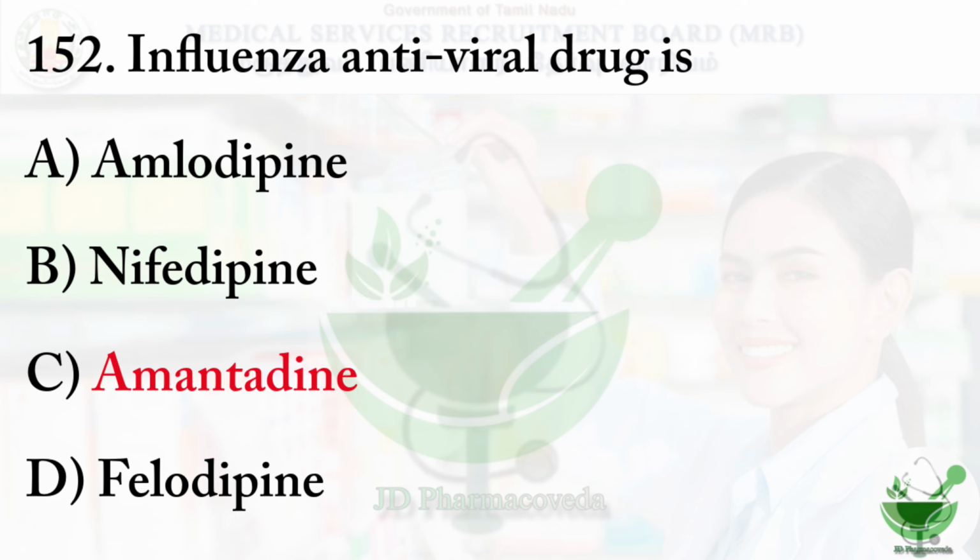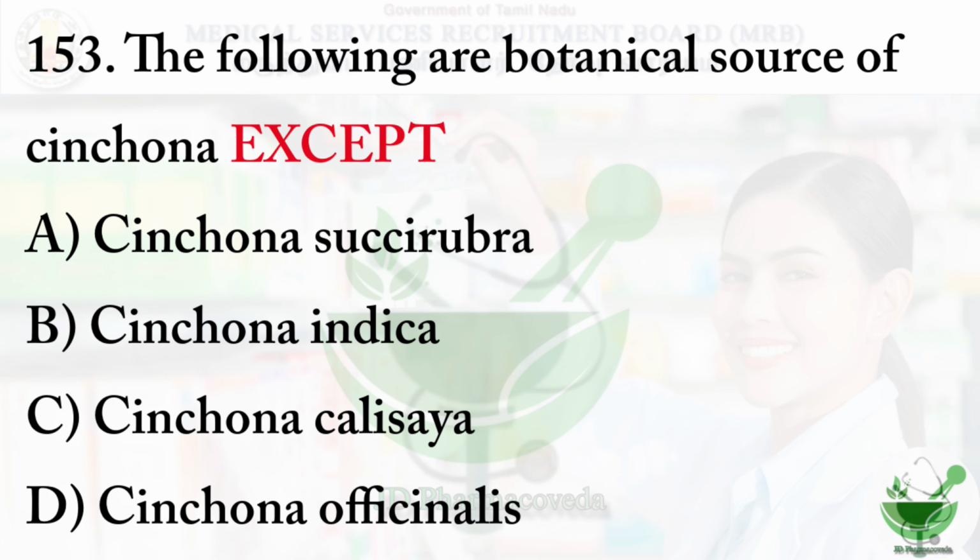Then question number 153. The following are botanical sources of Cinchona except: option A, Cinchona succirubra; option B, Cinchona indica; option C, Cinchona calisaya; option D, Cinchona officinalis. The right option is option B, Cinchona indica.